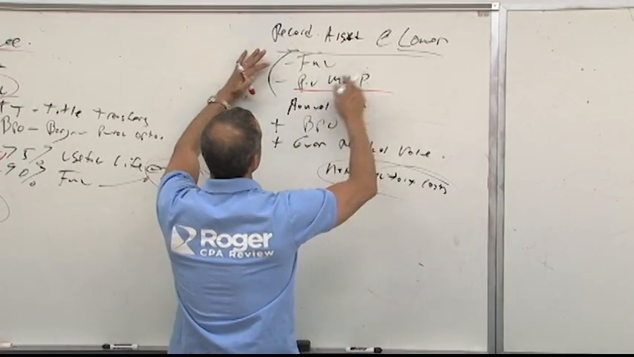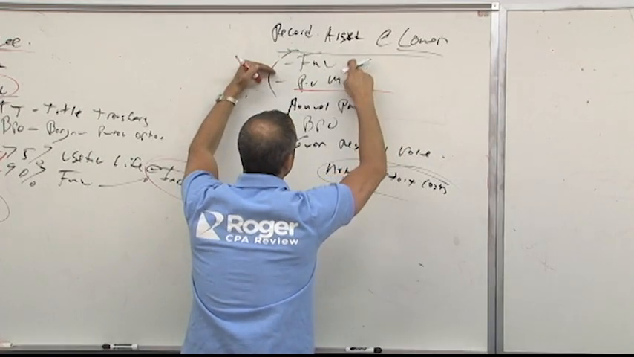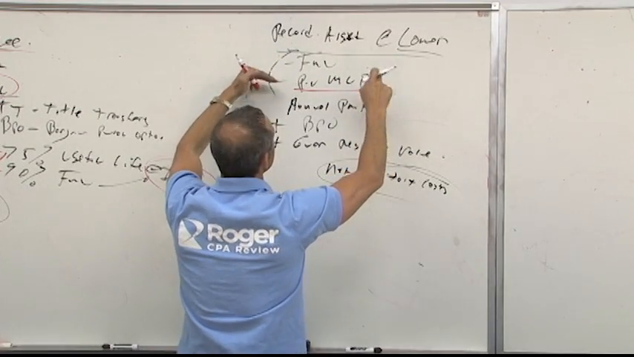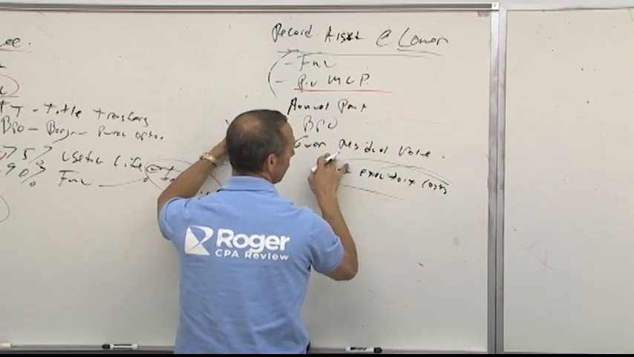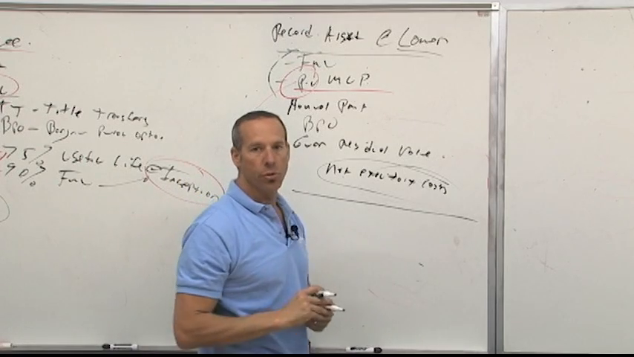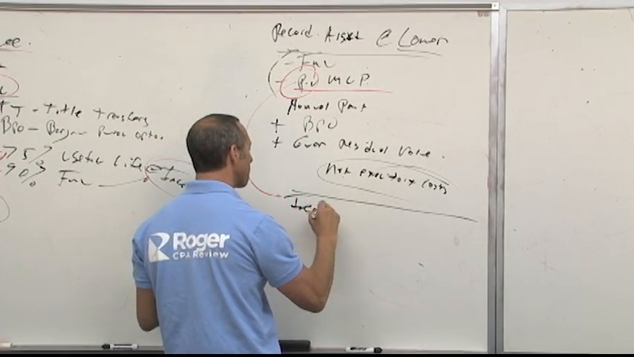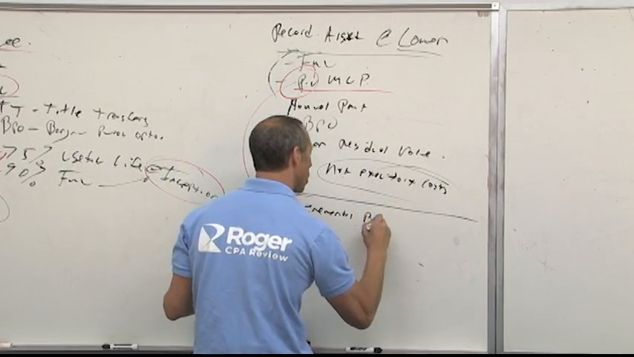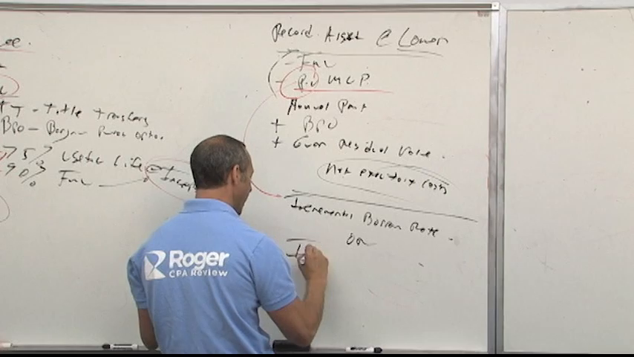So what do we have to do? We're trying to figure out what to debit our asset for. Present value of minimum lease payments not to exceed fair market value. What are the minimum lease payments? Annual payment, bargain purchase option, guaranteed residual value. Now when I say present value, what rate do you use? You have 2 choices. It's either called the incremental borrowing rate or the implicit rate.